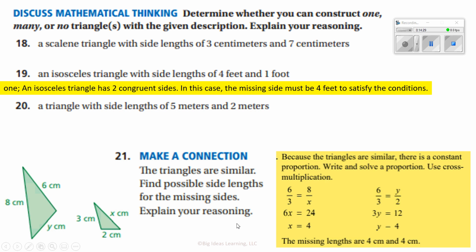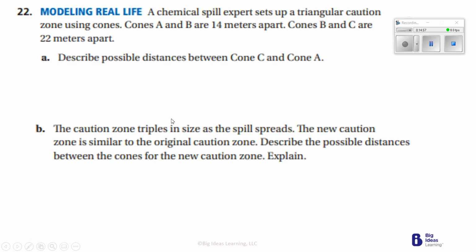I said that if 6 is to 3, then that means Y is to 2. So I'm going to have 3 times Y is equal to 6 times 2. That's 12. When I divide 3Y by 3 to get Y by itself, I divide 12 by 3. And 12 divided by 3 is 4. Missing lengths are 4 centimeters and, well, 4 centimeters. Let's go to number 23.